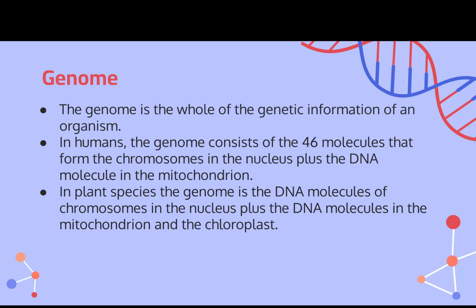It's not just the DNA that exists in our chromosomes in our cells, it's not just from the nucleus, it's also from the mitochondria, because our mitochondria, as we know, carry DNA as well. In plant species, we know that both the mitochondria and the chloroplasts have DNA in them, which means that the genome for plant species would be the chromosomes in the nucleus plus the DNA molecules in both the mitochondria and the chloroplast.